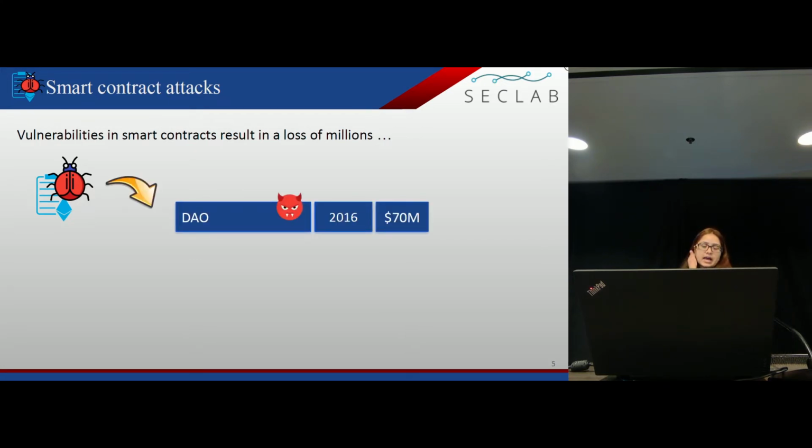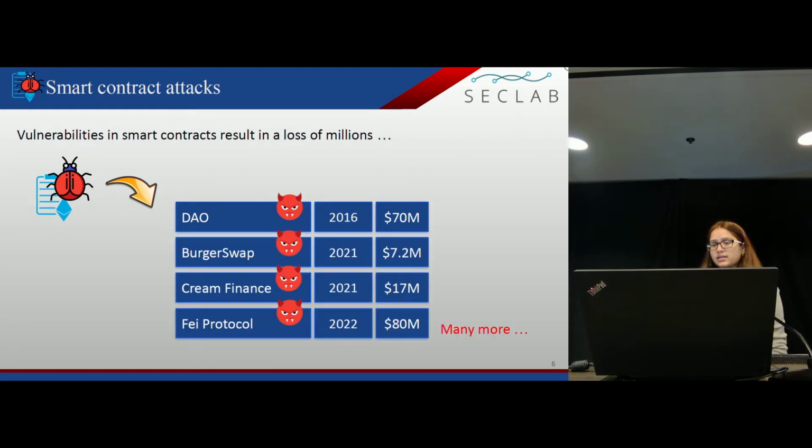One such attack happened in 2016, which is known as the notorious DAO reentrancy hack that resulted in a loss of 70 million worth of cryptocurrencies. And since then, there has been a flurry of such attacks happening across several decentralized protocols, resulting in around $1 million losses.